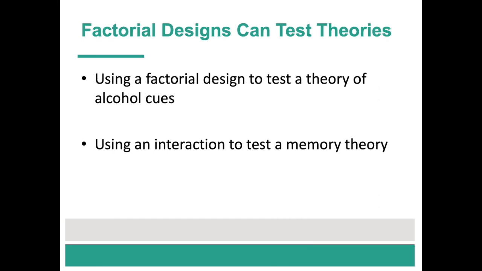So factorial designs can test theories. We can actually use a factorial design to test the theory of alcohol cues or anything else that we might think the effect of our intervention may depend on: their age, their biological sex, their experience, where they're from, their culture, things like that.